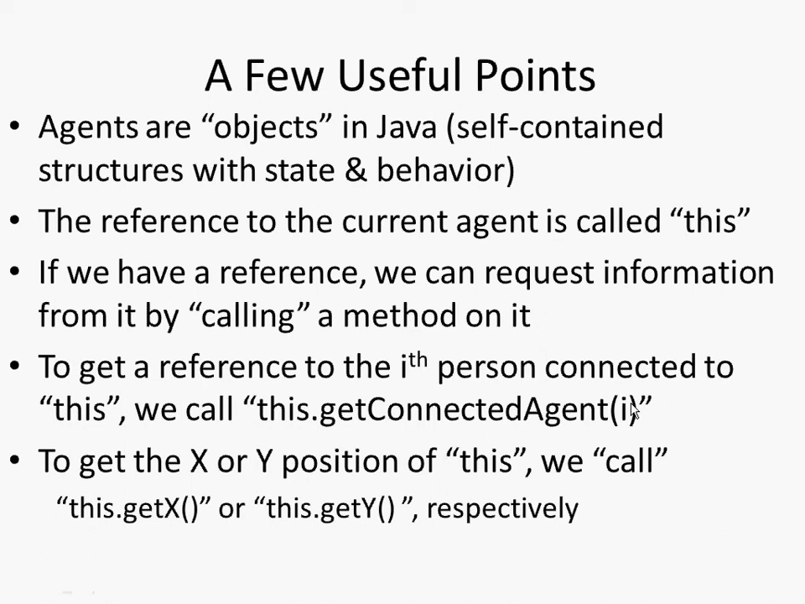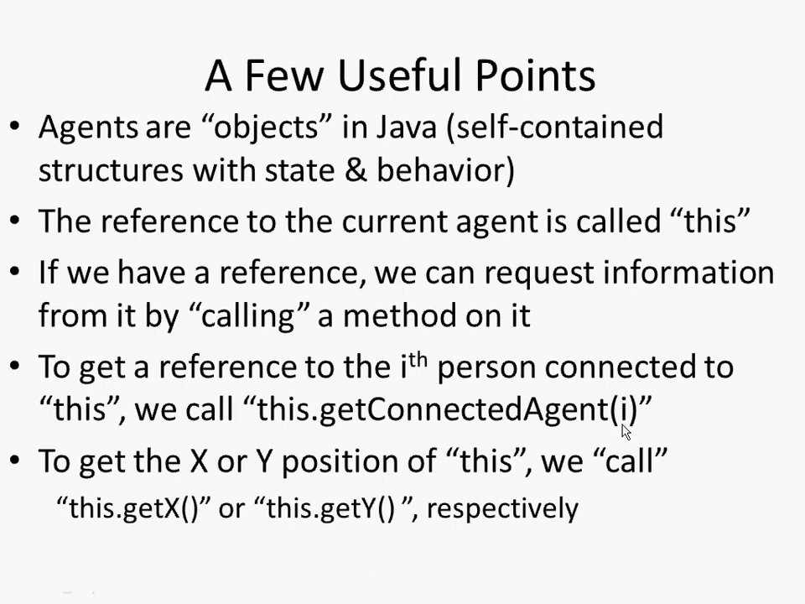Who's the 0th agent connected with me? I can ask this.getConnectedAgent, and that will return a reference to that other agent I'm connected to, the very first one. I can call this.getConnectedAgent of 1 to get the second agent I'm connected to. I can call this.getConnectedAgent of 2 to get a reference to the third agent I'm connected to.